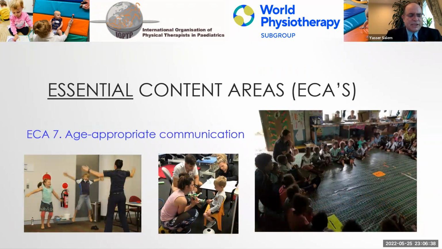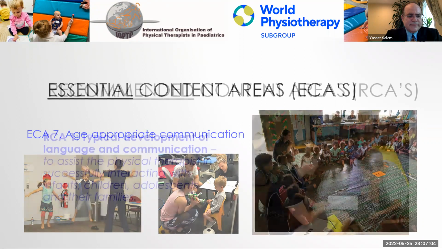Age-appropriate communication. You should have good communication skills that are appropriate for the child's age. When you do the examination and the intervention, you interact with the child and with the family, and you should have good communication skills to interact with the child based on the age of the child.